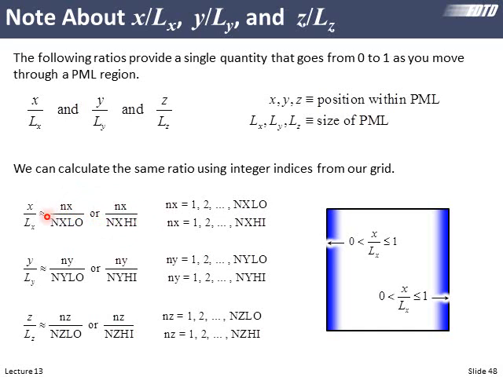So in our finite difference time domain algorithm we're really using these integers, not these physical positions. But when we write the analytical equations we use the x over Lx. And so we have a similar argument for y over Ly and z over Lz. We're always using our grid index divided by the number of cells large the PML is. So these ratios all still go from 0 to 1 from the beginning to the edge of the PML.